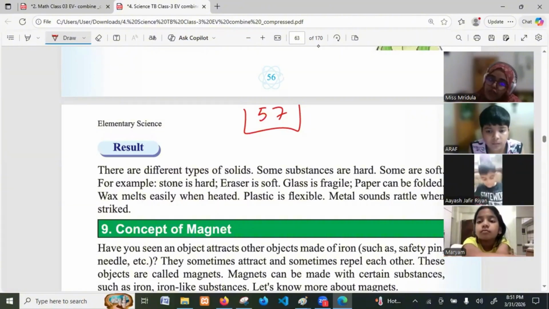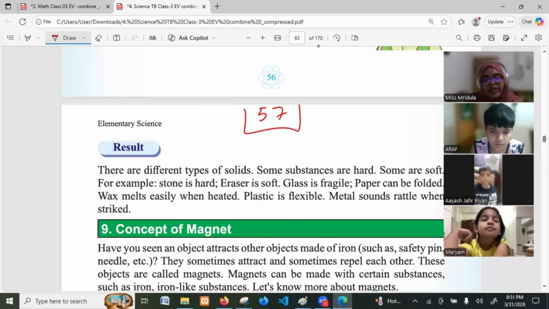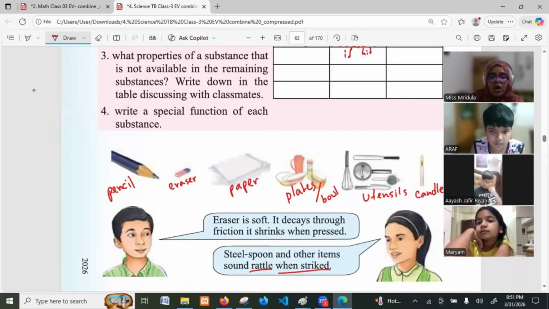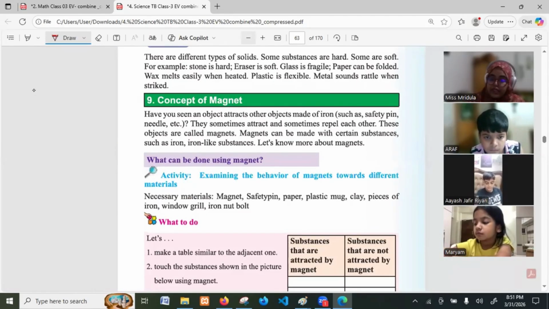Paper can be folded, wax melts easily when heated, plastic is flexible, metal makes a rattling sound when it strikes. So they are saying that all the pictures and items that we had are all solid, but they have their own character. They have their own texture, their own properties, their own appearance. So they are different, but they are all called solid. Okay, so we are done with the 8th topic.